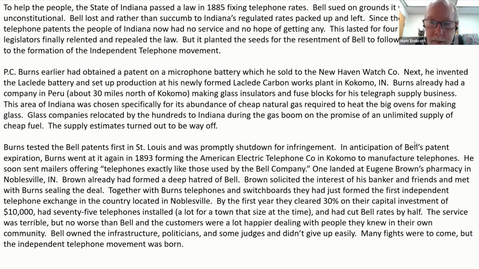Anyway, as that progressed, he sent out a flyer. One landed at a pharmacist, Eugene Brown, in Noblesville, Indiana. And Brown had already hated Bell. So it formed the meeting where the two met, and they put together a deal, and Burns made the phones, and Brown set up the company for Noblesville that handled the switchboards and the whole service. In the first year, they cleared 30% on their investment of $10,000, had 75 phones installed, and it cut Bell rates by half. So it was a major improvement over what they had had before.